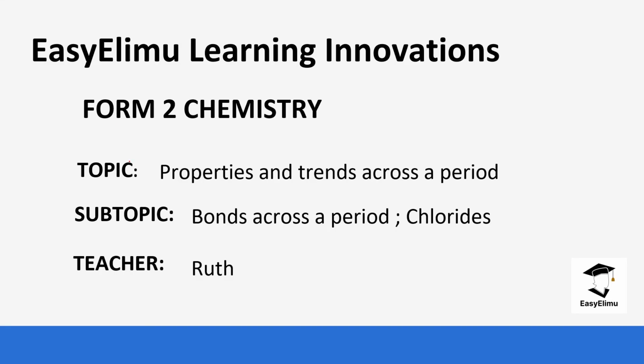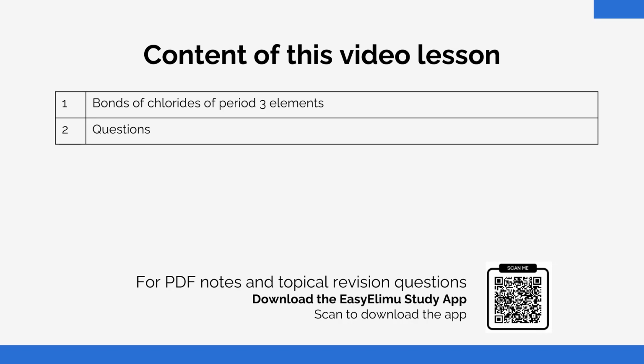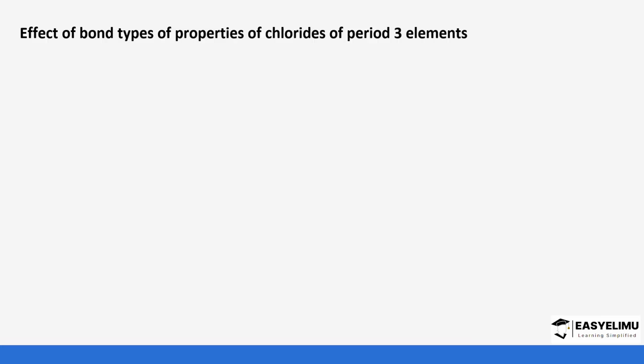My name is Ruth, and today we are going to be looking at the properties and traits across the periods. For today, we are going to be looking at chlorides. In the previous lesson, we looked at the oxides, and we were able to see especially the bonds on the oxides of period 3 elements and how that affects some of their properties. So today we are going to concentrate on the bonds of the chlorides and also how it affects some of the properties. And then we are going to tackle a few questions.